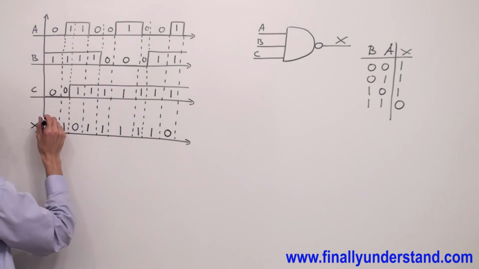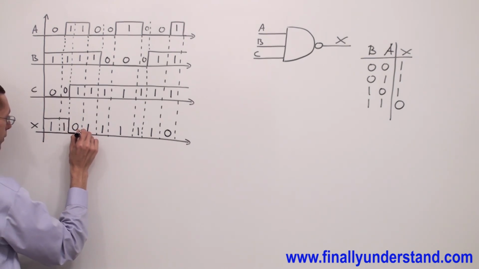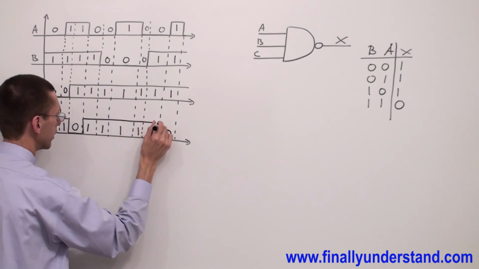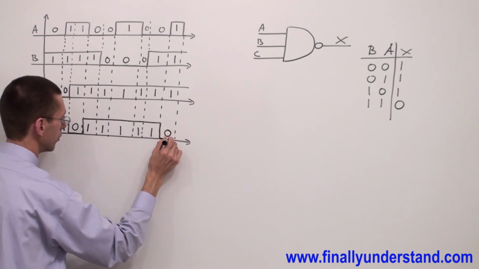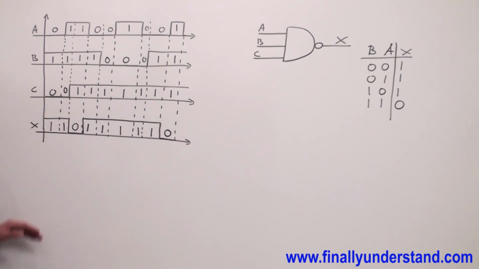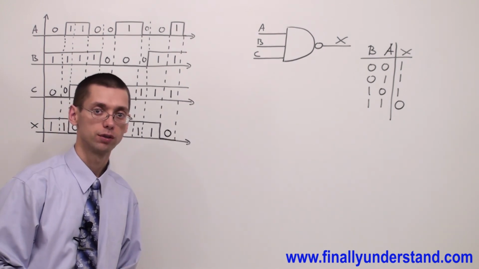Now I can draw the square wave. I have high, high, 0. I have high, high, high, high, high, and I have low over here. And basically I can say that this is the output waveform, which is the solution to my problem.